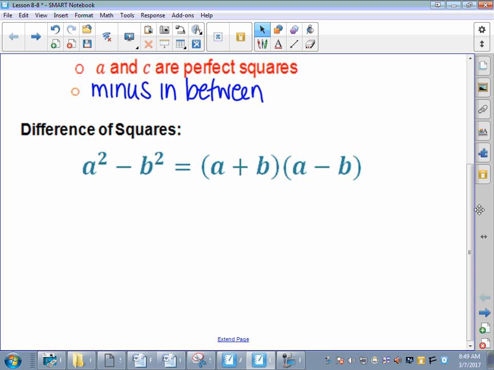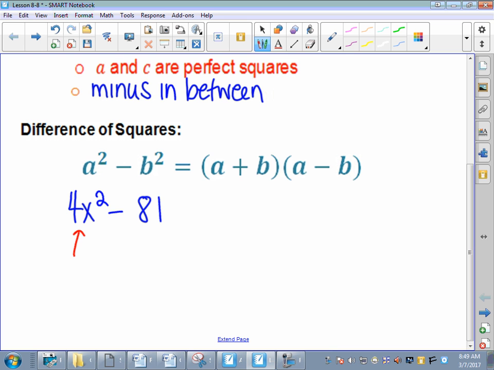So if we want to think of this in terms of numbers, a problem we could actually do, I'm going to do 4x squared minus, I don't know, 81. So the first thing I want to think about, the pattern, is: is 4x squared a perfect square? What's the square root of 4x squared? What times itself will give you 4x squared? 2x times 2x, right? Is 81 a perfect square? Of course it is. What's the square root of 81?